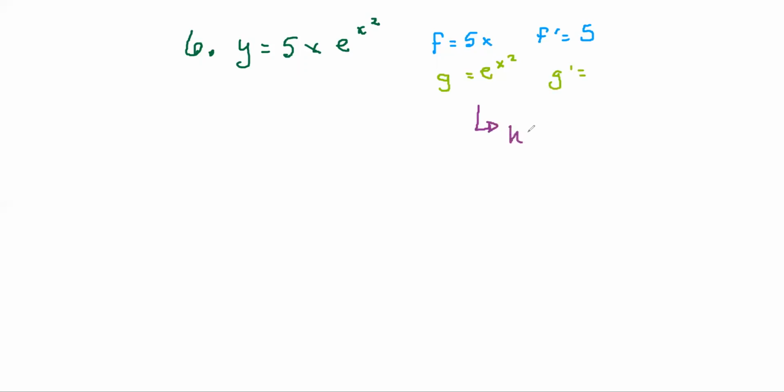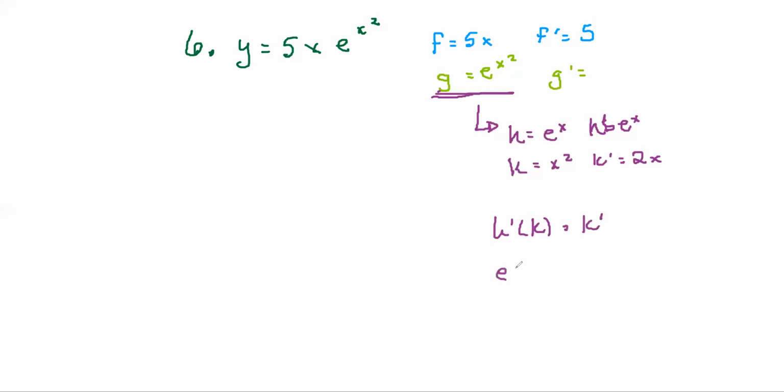So if h is equal to e to the x and k is equal to x squared, h prime is equal to e to the x, and k prime is equal to 2x. So if we're trying to find the derivative of this, it's going to be h prime of k times k prime. This is going to be h of k, or e to the k. I'm going to change it. Okay, so e to the k. E to the x squared times 2x. So this is going to equal 2x e to the x squared.